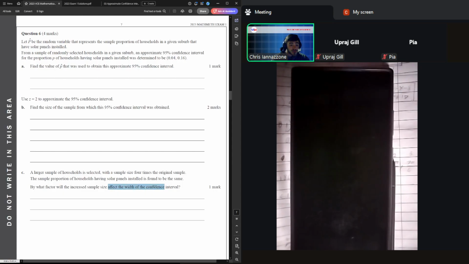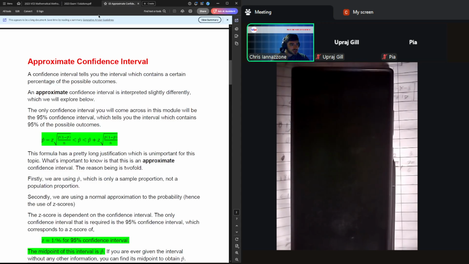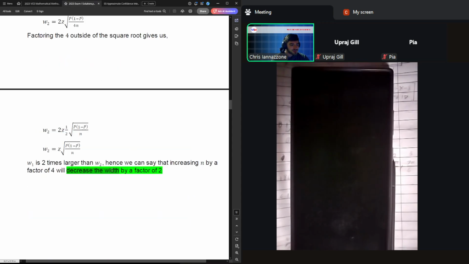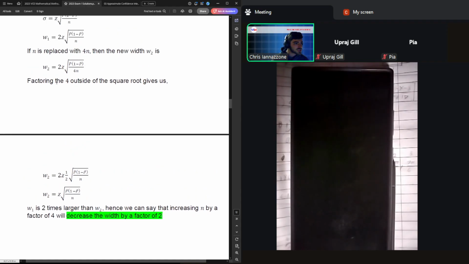So because it says affect the width, you would really be better off putting whether your factor is a decrease or an increase. So there's basically two ways you could produce that answer. You could say decrease by a factor of 2 or increase by a factor of half, both of which would cause a shrink. Yeah, that's the overall approach there.